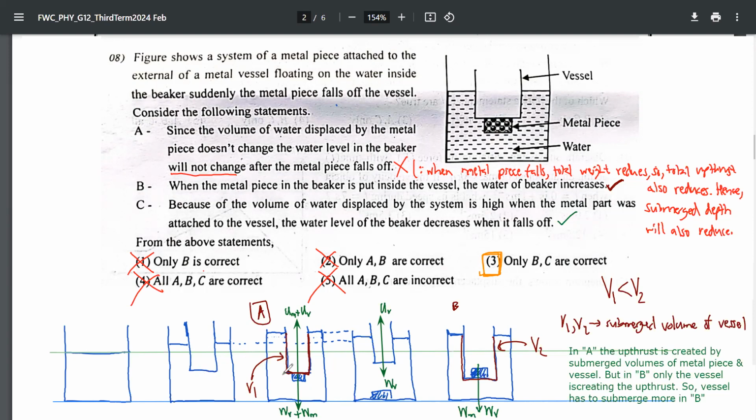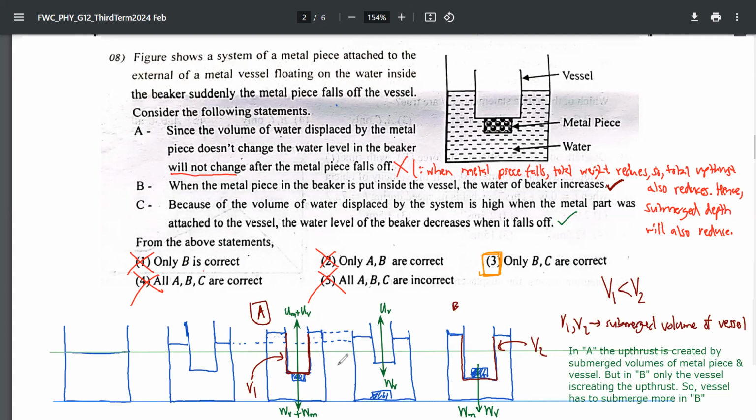Then when you attach another object at the bottom, that is the metal piece, you are increasing the total weight. Therefore, the total upthrust of the system also should increase if the system has to float. So the vessel has to submerge more, and the water level on either side will have to increase, right? That's what I've explained here. In statement A they say it will not change, but statement C explains why the water level goes up on either side.